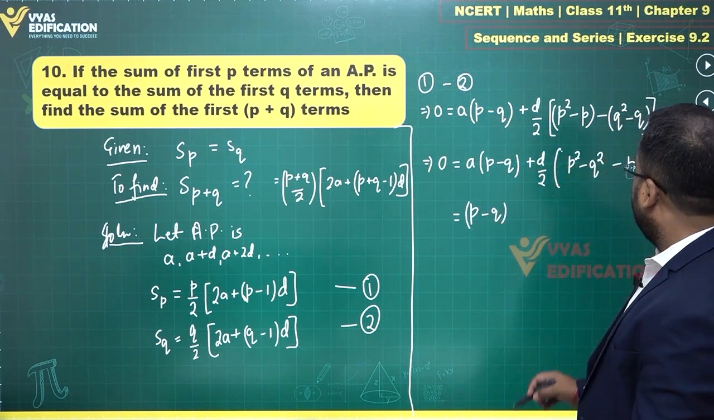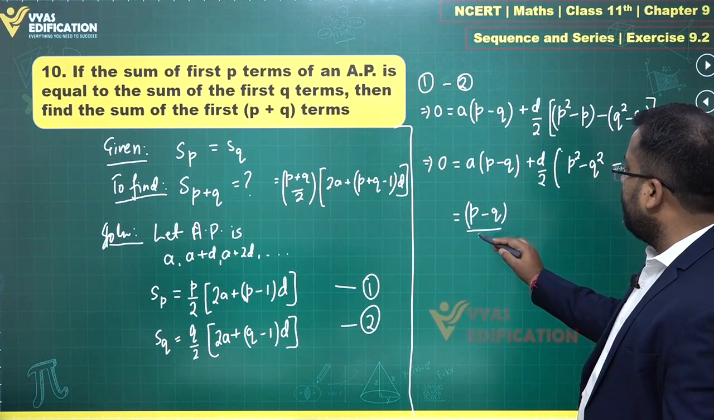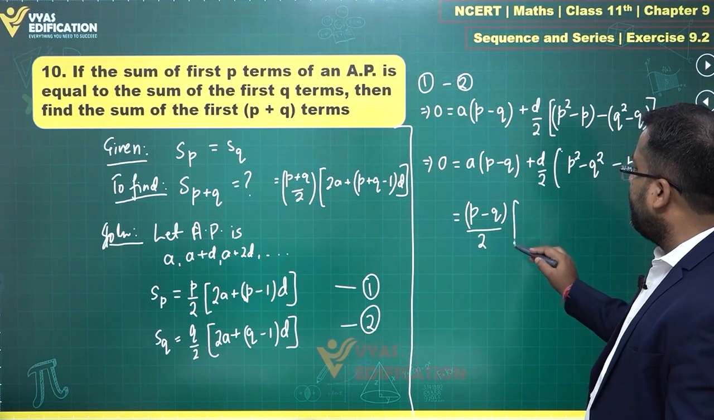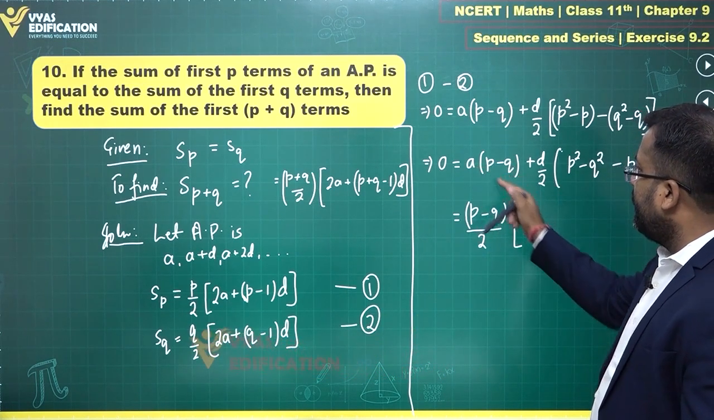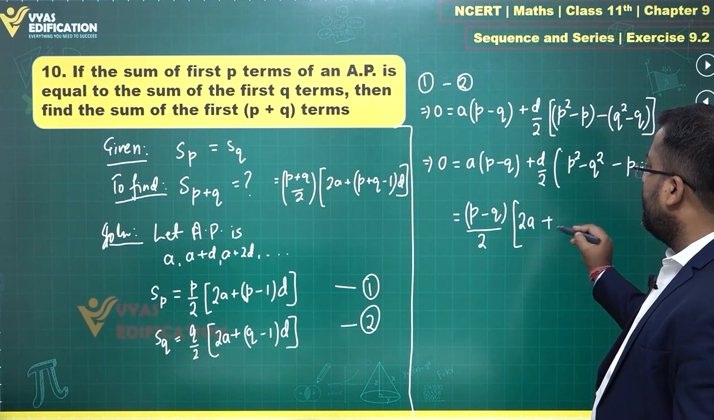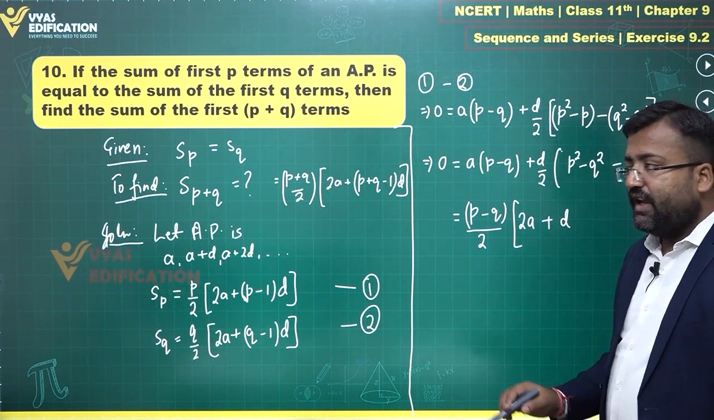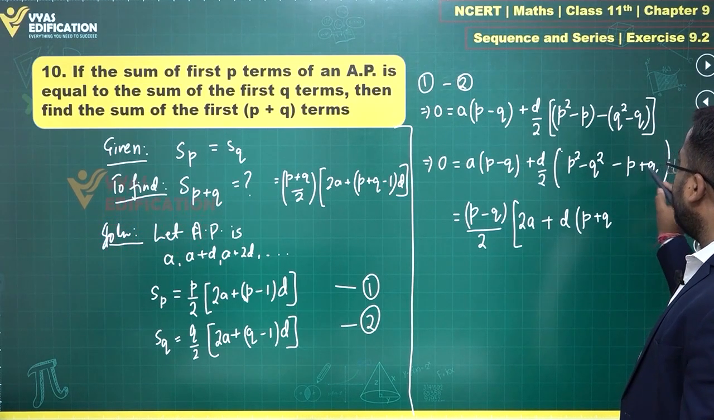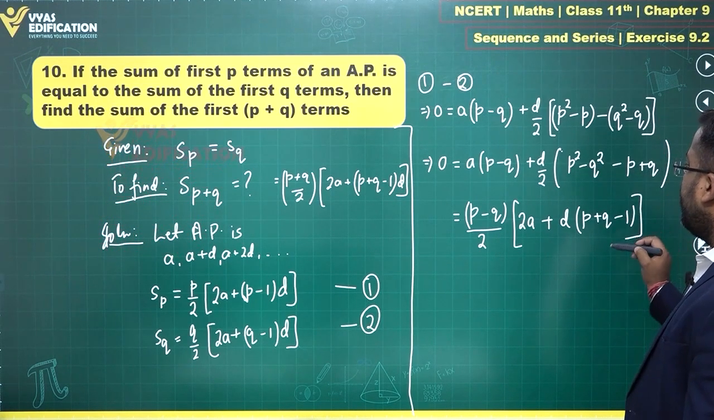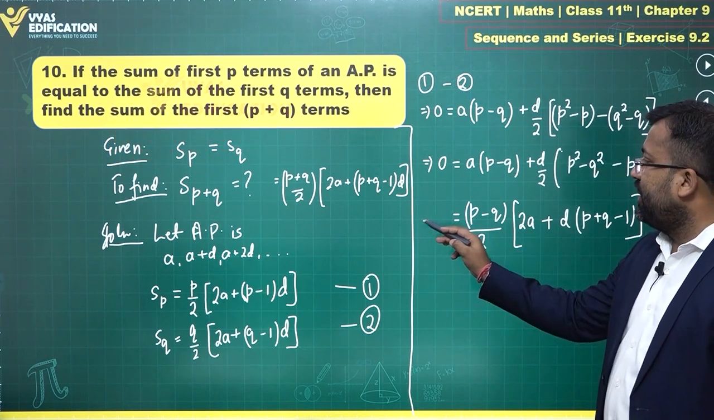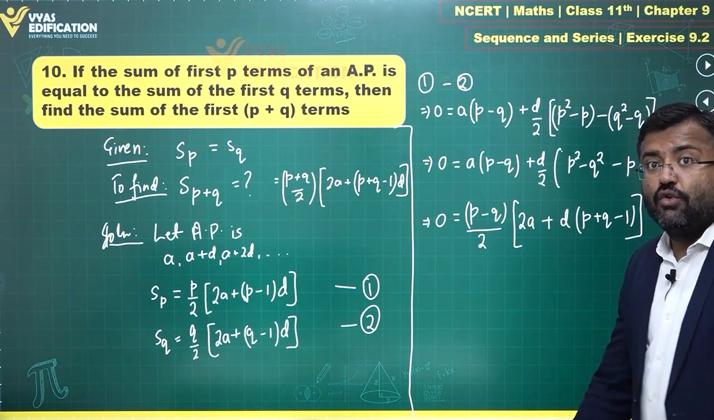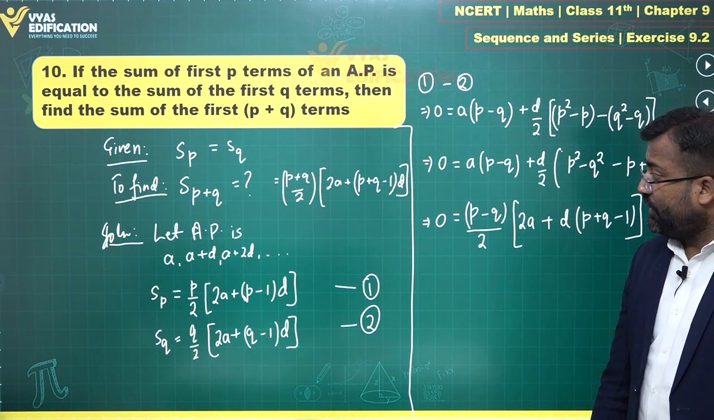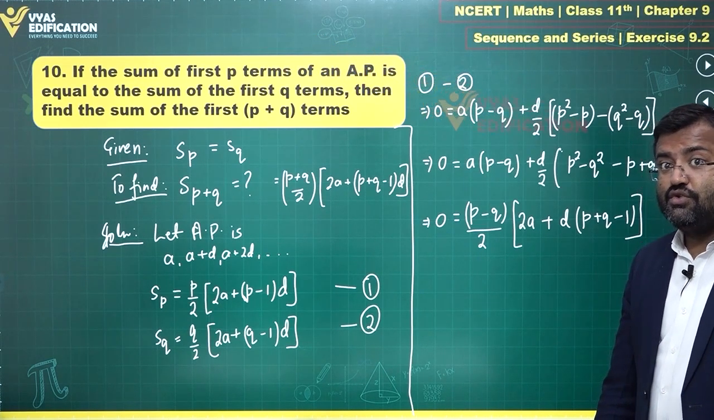Can I take out a 2 also common from the denominator? What remains over here is 2a, and d times what remains: p plus q will come from here and there will be a minus 1. This is what I am getting, and this whole expression is equal to 0. Now, do you see the answer?